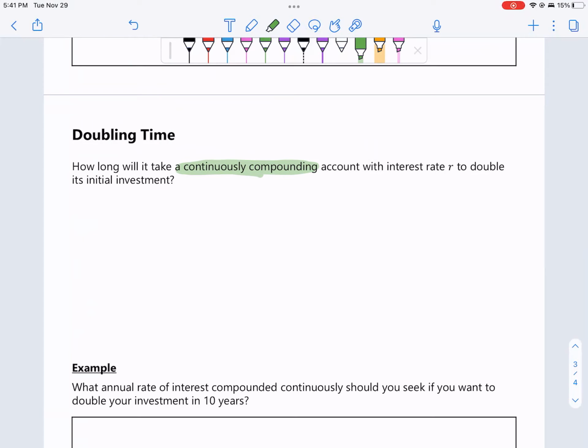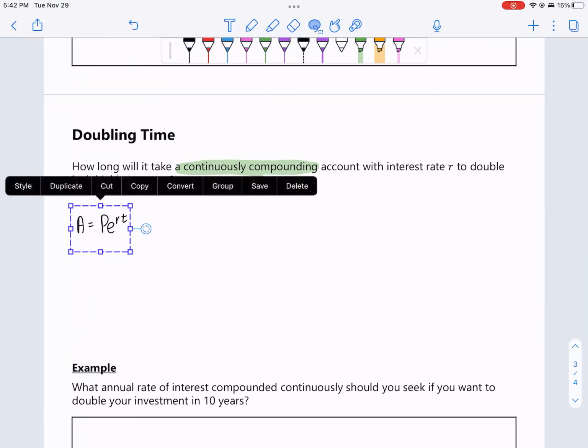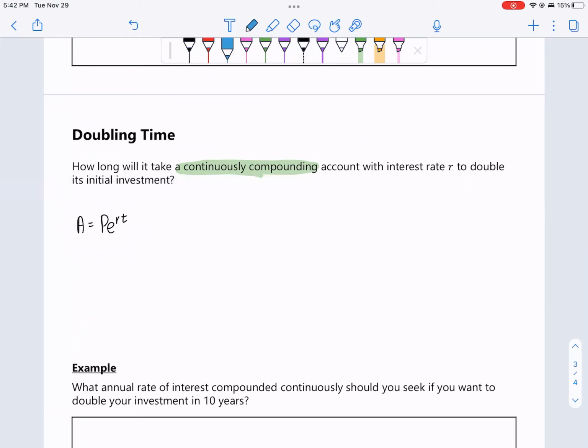All right, so how long will it take a continuously compounding account with interest rate R to double its initial investment? And it might feel like there's not enough information here to do anything, but let's look at the formula. A equals P e^(rt). And we're looking to double our initial investment, right? And we're not told how much our initial investment was. I don't know. Our initial investment is P. If we want to double our initial investment, that's going to mean that our accumulated value is twice our initial value. Our initial value is P.